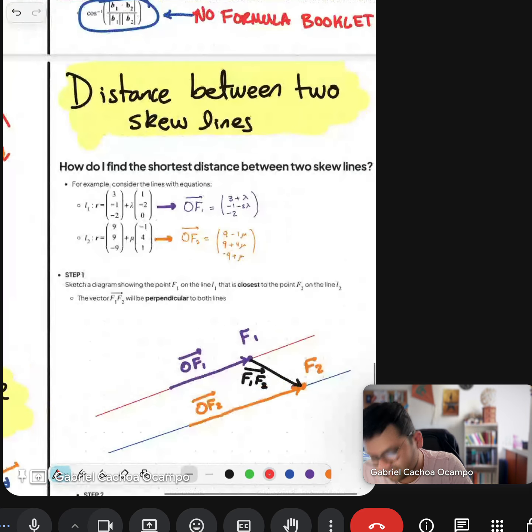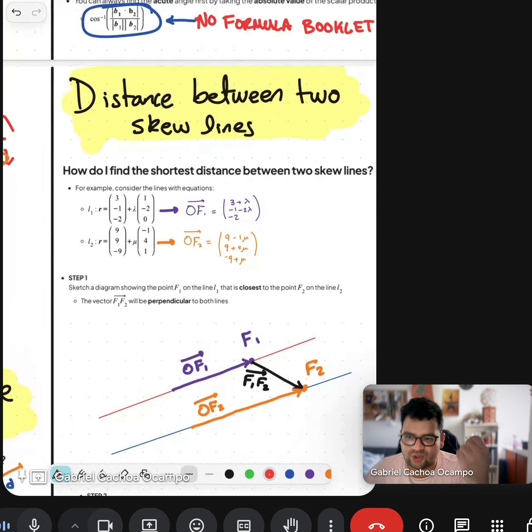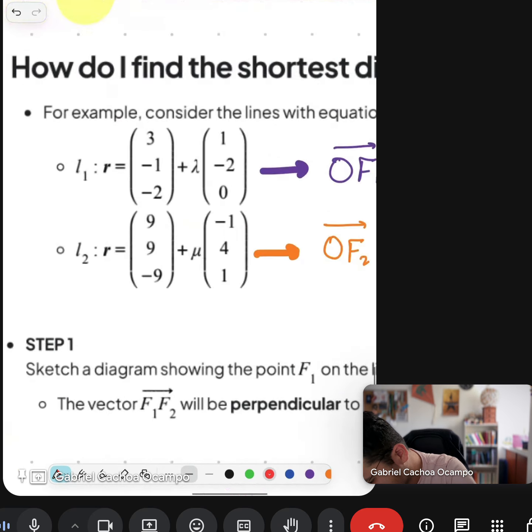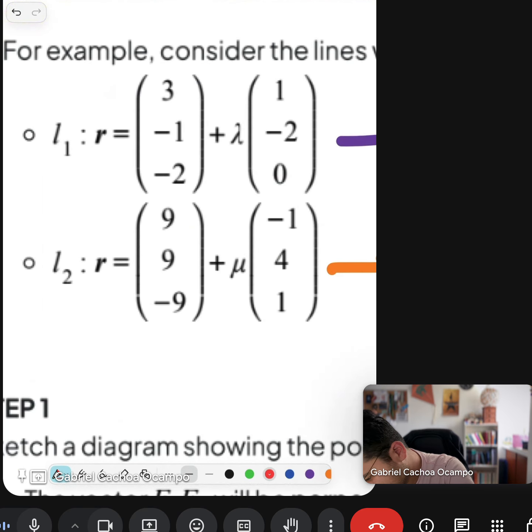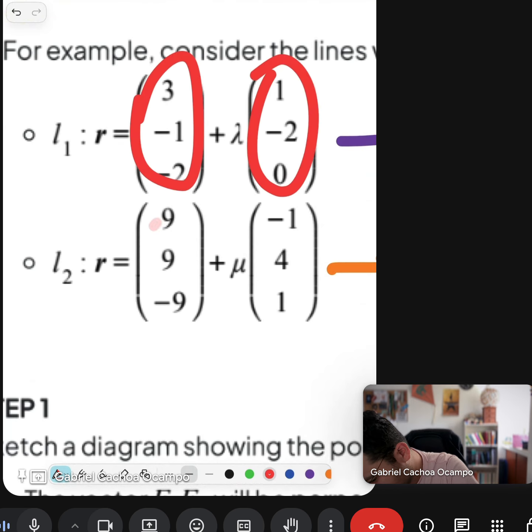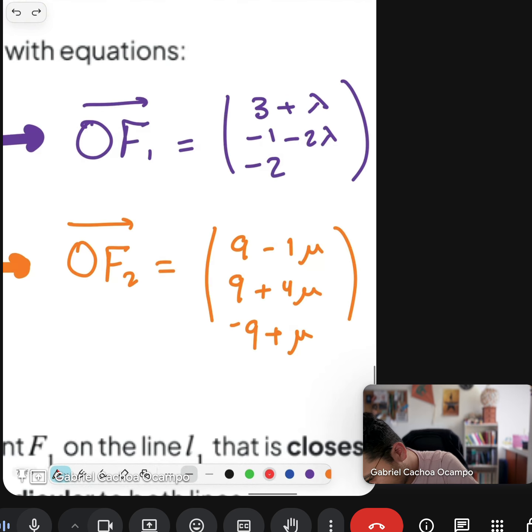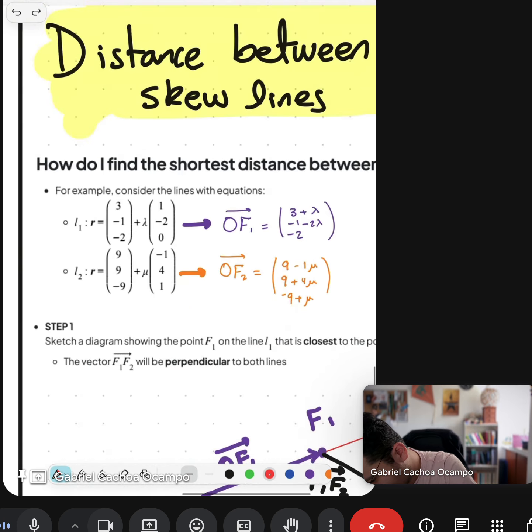Okay, now if I have two skew lines, how do I find the distance between those two skew lines? What is the distance between these two pens? They will never intersect. What is the distance between these two? I am giving you initial position and velocity for each line. In the same way, I'm going to write each line as just one vector.